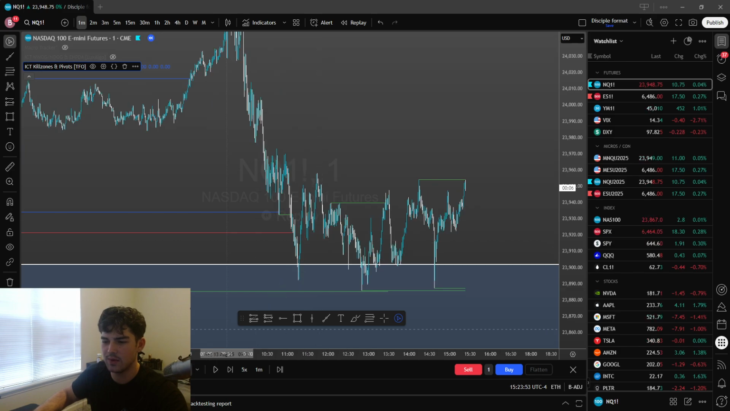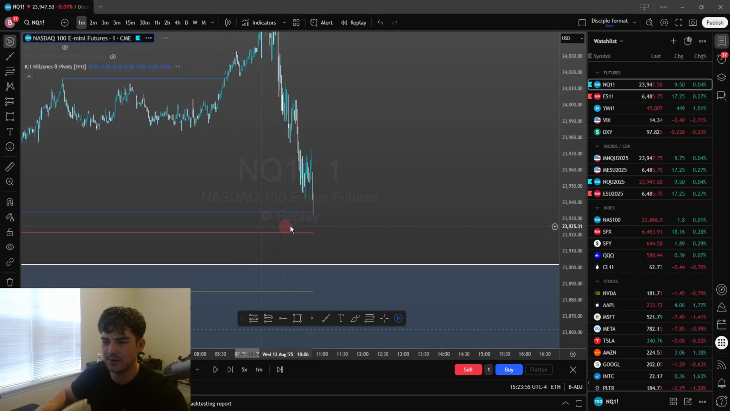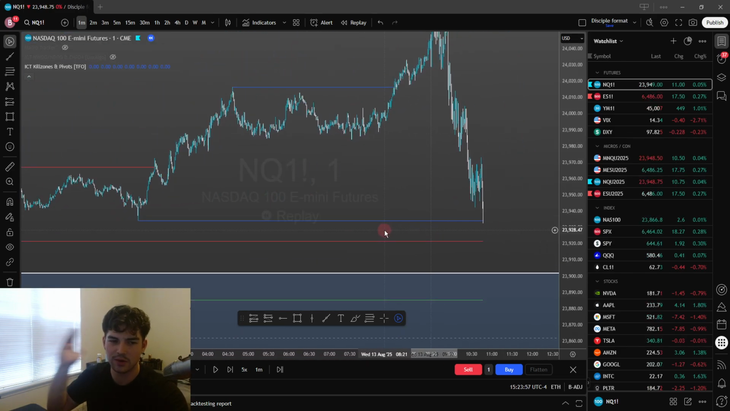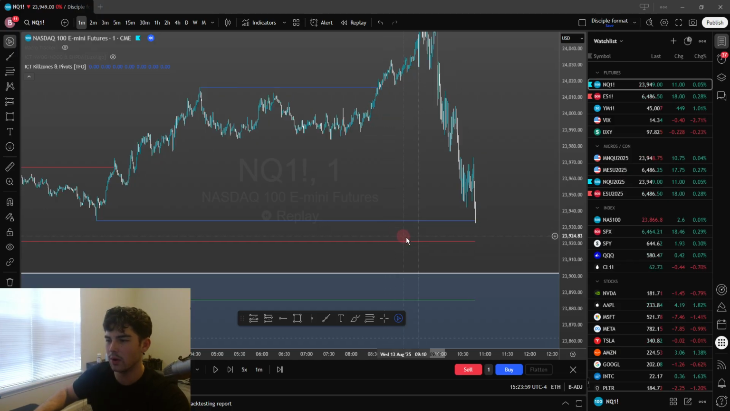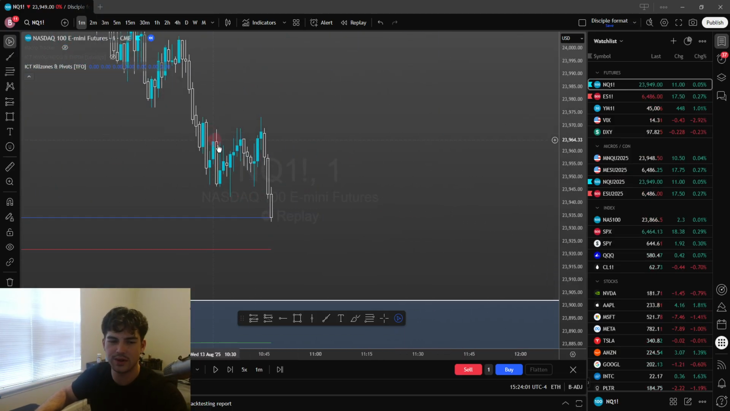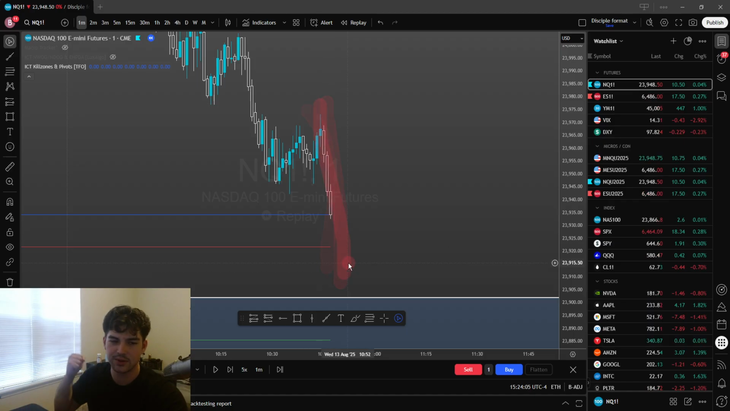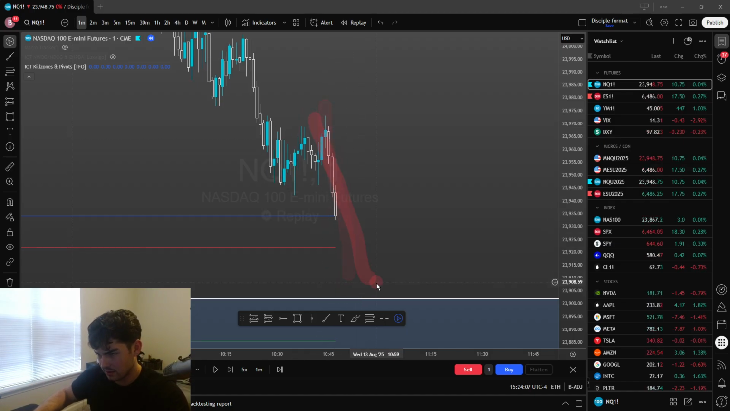Okay, so back to what I was looking at. London low gets swept. This is what I'm looking for. Liquidity, or, so these are liquidity points. A lot of orders are resting here. So when the price moves here, these orders get triggered, right? So that's what I'm looking for.